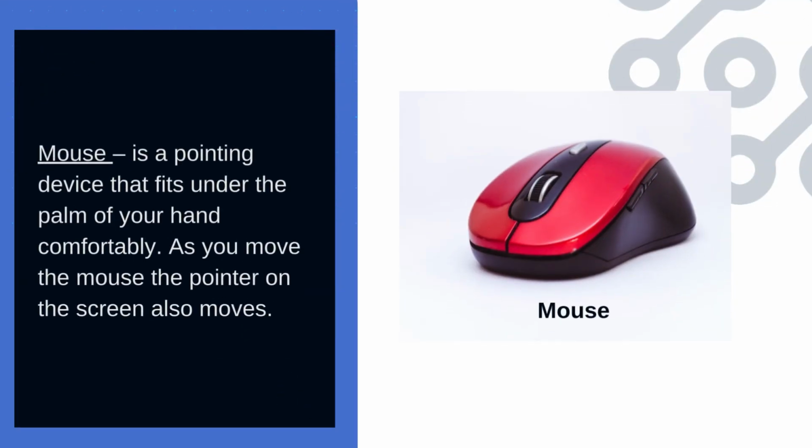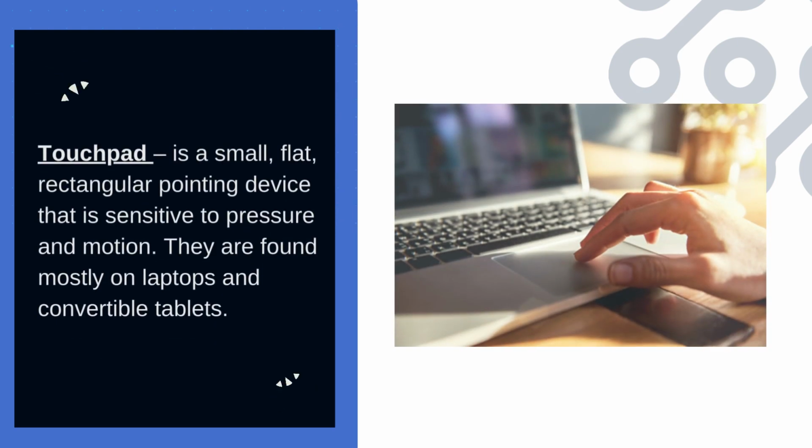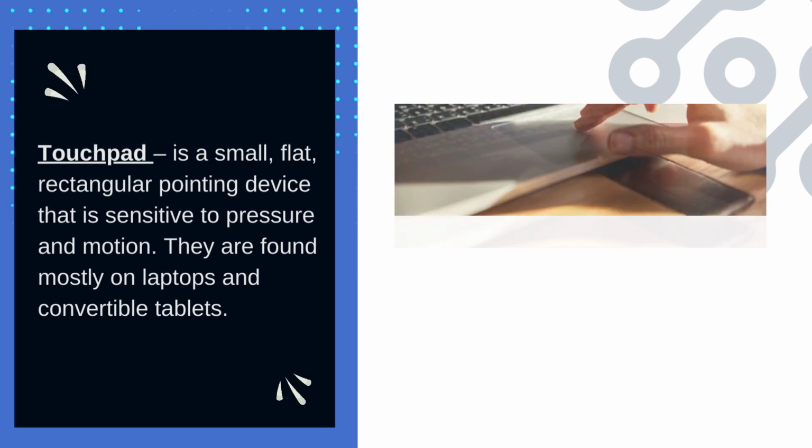Another example is the mouse. It is a pointing device that fits comfortably under the palm of your hand. As you move the mouse, the pointer on the screen also moves. Another is the touchpad. It is a small, flat, rectangular pointing device that is sensitive to pressure and motion. They are found mostly on laptops and convertible tablets.